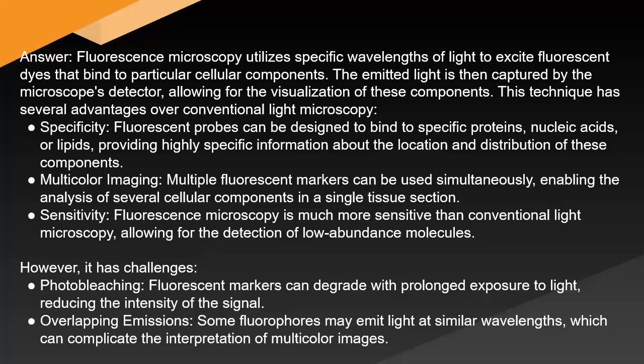Specificity. Fluorescent probes can be designed to bind to specific proteins, nucleic acids, or lipids, providing highly specific information about the location and distribution of these components. Multicolor imaging. Multiple fluorescent markers can be used simultaneously, enabling the analysis of several cellular components in a single tissue section. Sensitivity. Fluorescence microscopy is much more sensitive than conventional light microscopy, allowing for the detection of low abundance molecules.